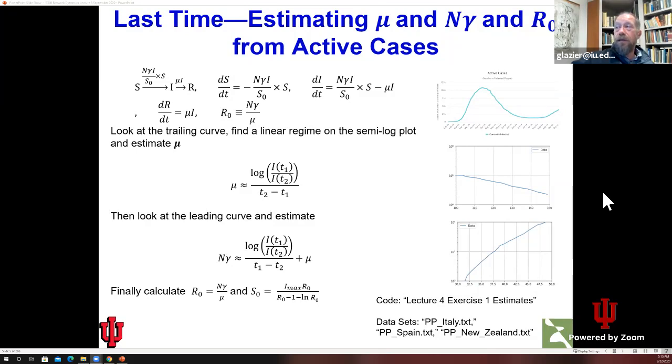And we did that by fitting first the tail of the active cases to try to estimate the recovery rate, and then fitting the leading edge of the curve on a log scale to try to get the incidence rate. Once we had N gamma on the front and mu on the back, we could estimate R naught and also potentially S naught, the effective fraction of the population that was susceptible to being exposed.